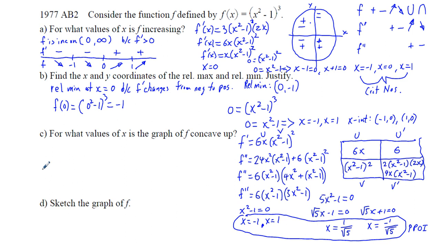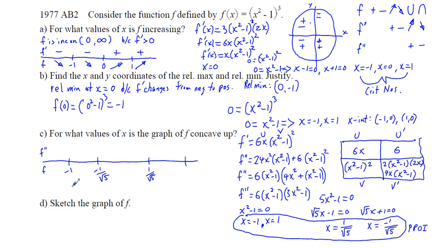Okay, now we're going to make our number line, and we have 4 numbers on this number line. I'm going to put f double prime above and f below, and the first one we have on the left is negative 1, and then we have negative 1 over square root of 5, and then we have positive 1 over square root of 5, and then we have 1.